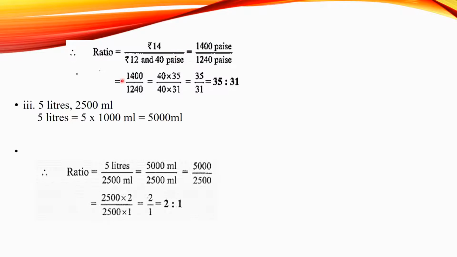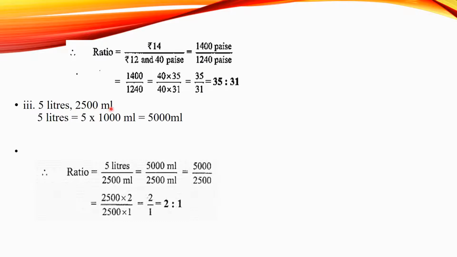Now taking common or factorizing 1400, we get 40 multiplied by 35, and factorizing 1240, we get 40 multiplied by 31. So cancelling 40 from numerator and denominator, we get 35 upon 31, which can be written in ratio as 35 is to 31.